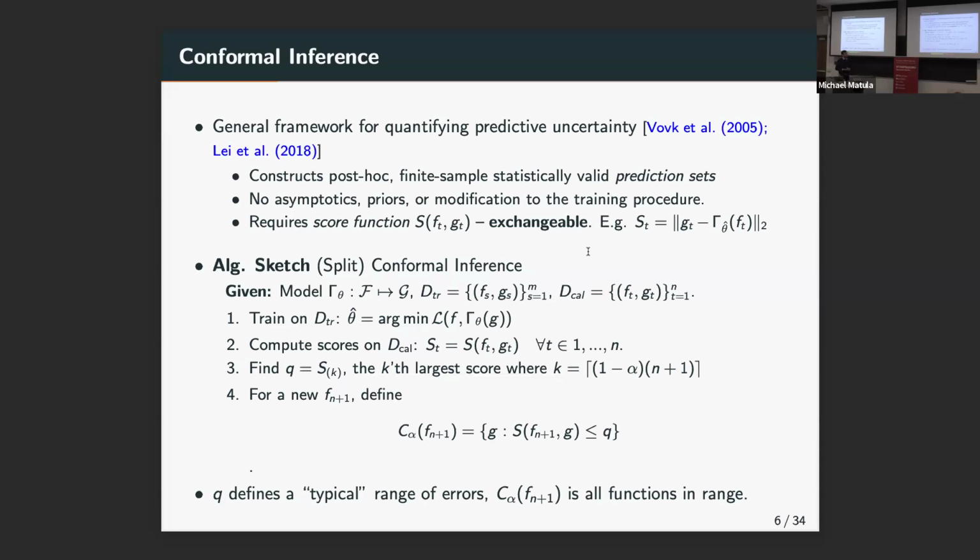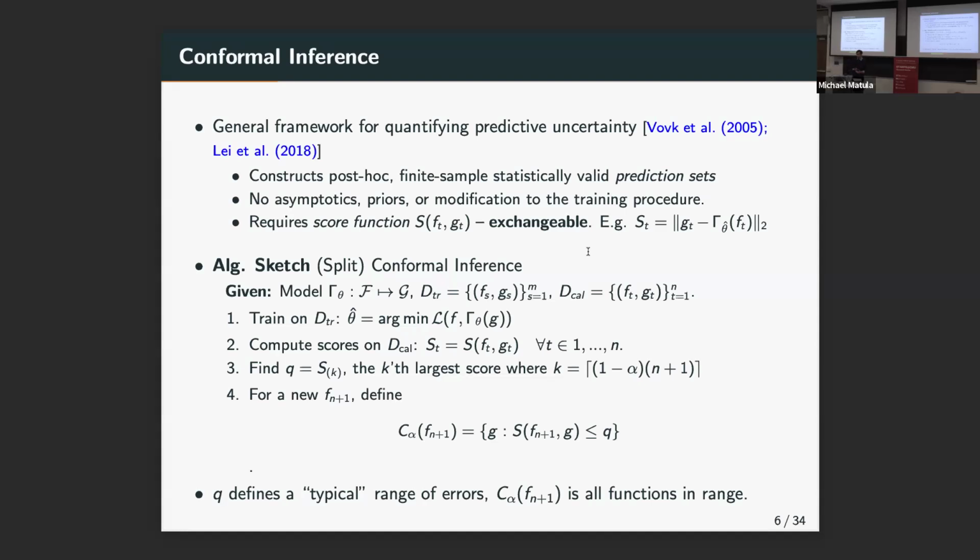Then we're going to find the point Q, which is the kth largest score, where K is this point here. It is the ceiling of (1 minus alpha) times (n plus 1). Essentially, this can be thought of as trying to find a 1 minus alpha quantile of our scores, and the n plus 1 and the ceiling are acting as a type of finite sample correction.